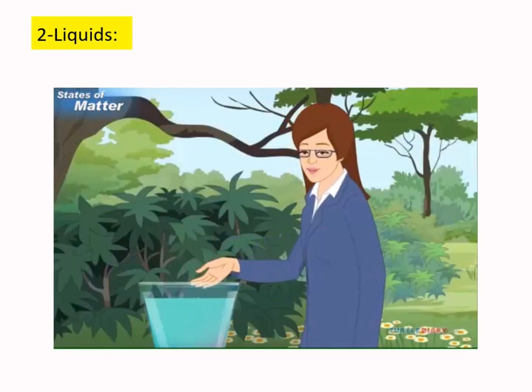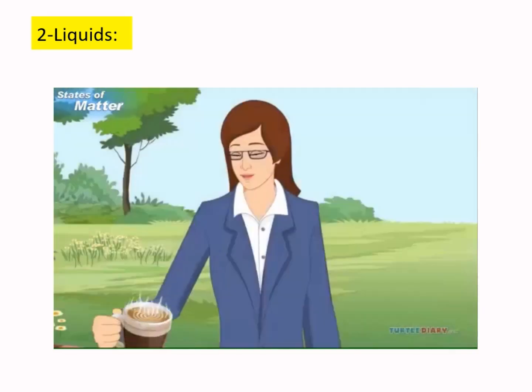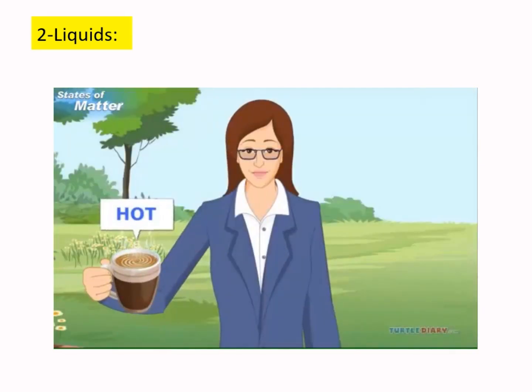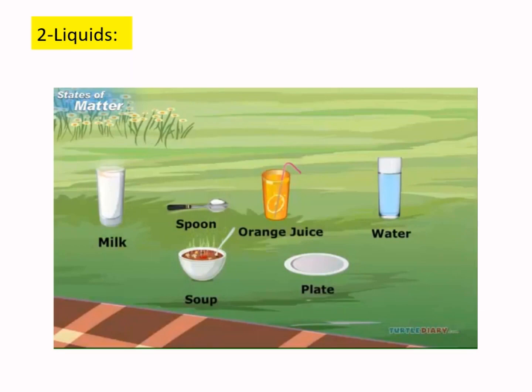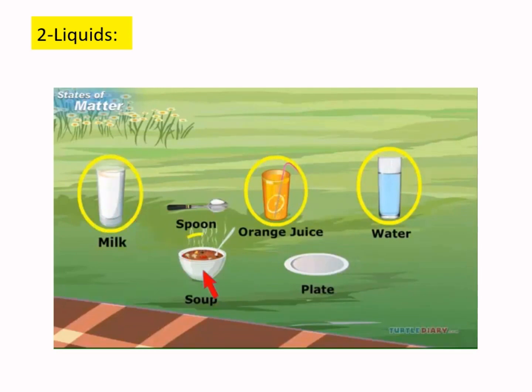Liquids are soft and not hard. They can be hot, like a mug of hot chocolate. They can be cold, like a cold glass of lemonade. Can you identify which of these objects are liquids? Let's identify liquids. Water, orange juice, milk, and soup are all liquids.